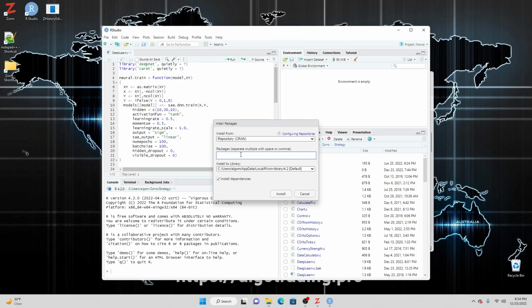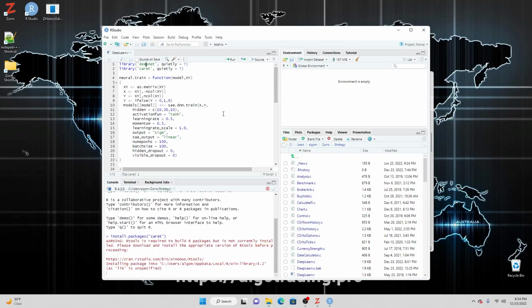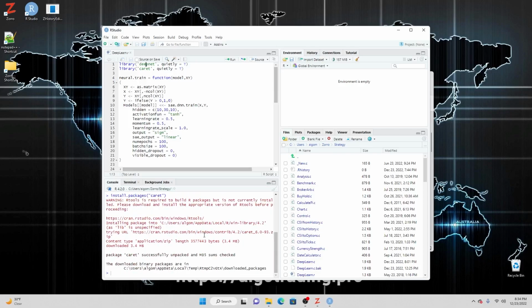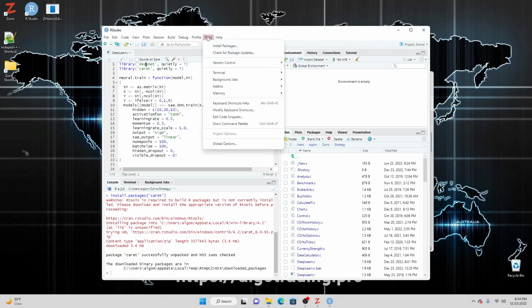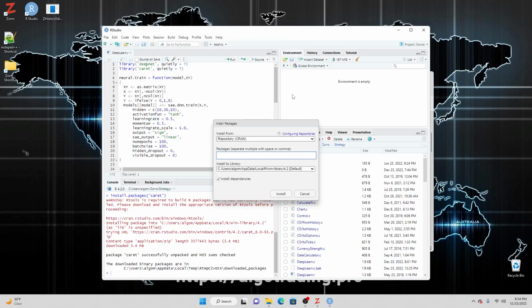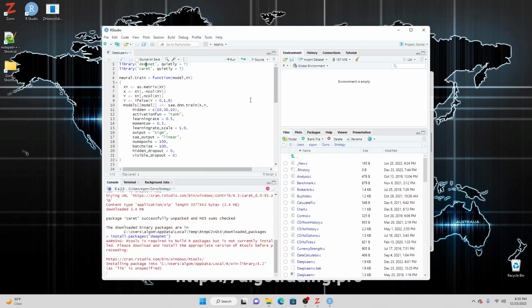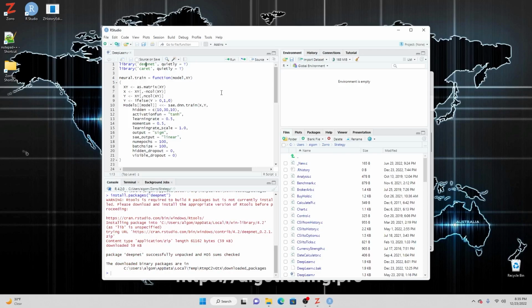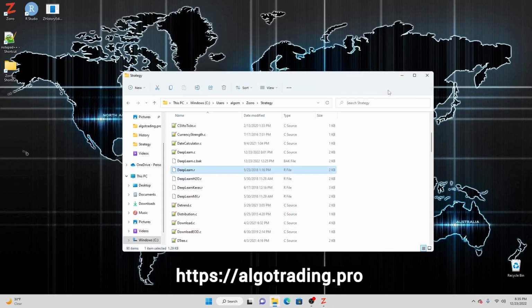Install packages, right? And the first package we need is Caret, which is very useful for many machine learning tasks. All right, and you're going to get some warning messages here. Just ignore them. And then once you've got Caret, we need to install DeepNet, which is basically one of the R libraries for deep neural networks. All right, so once we have that, now we are done with R. We have everything we need.